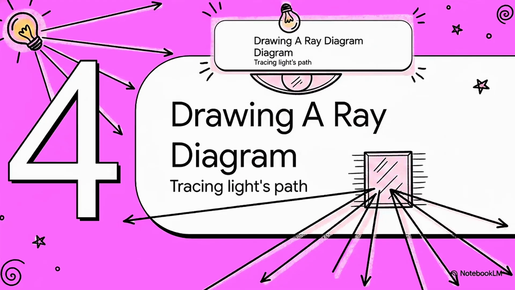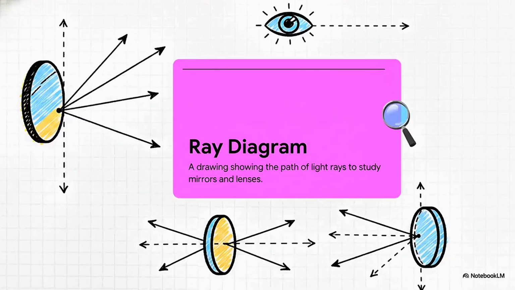Let's dive into Section 4, drawing a ray diagram. Okay, so we know the rules of the bounce, right? Now let's actually draw it. A ray diagram is pretty much exactly what it sounds like.